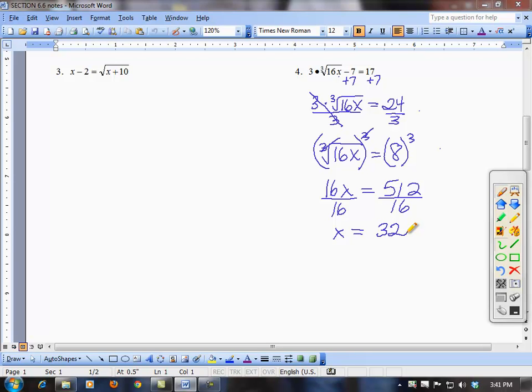Now again, before I circle my answer, I better check my work. So in my calculator, I'm going to say 3 times the cube root of 16 times 32. My suggestion is that you put that in parentheses to make sure that you're taking just the cube root of that quantity. Minus 7, the question is, do we get 17? And if you plug it in your calculator, you'll find the answer is yes, so we circle x equals 32.